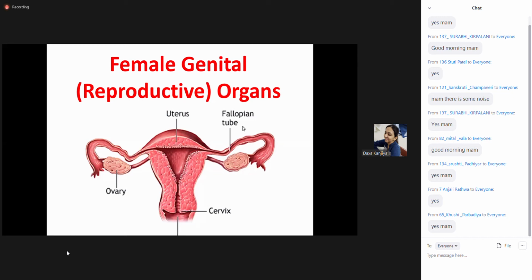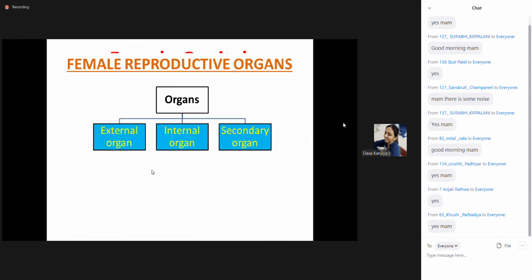In total there are 2 lectures on the female reproductive organs. So first let us see which are the female genital or reproductive organs. The organs are divided into 3 parts: external organs, internal organs, and secondary organs.